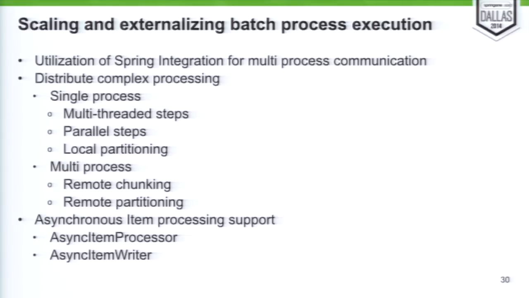In the partitioning scheme, we have a local version, which will run in threads. And then we also have remote partitioning that will run through some sort of middleware and do the communication that way. And then we also have multi-process. Multi-process would be remote chunking and remote partitioning. In remote chunking, we basically send out chunks of things that need to be processed through some sort of middleware. It could be AMQP, it could be JMS, whatever you like, as long as it's durable storage. And then remote partitioning, where we send out a range of items, and on the remote side there is a full step implementation. So you'll have a reader, optional processor, and then a writer that will take care of handling that.